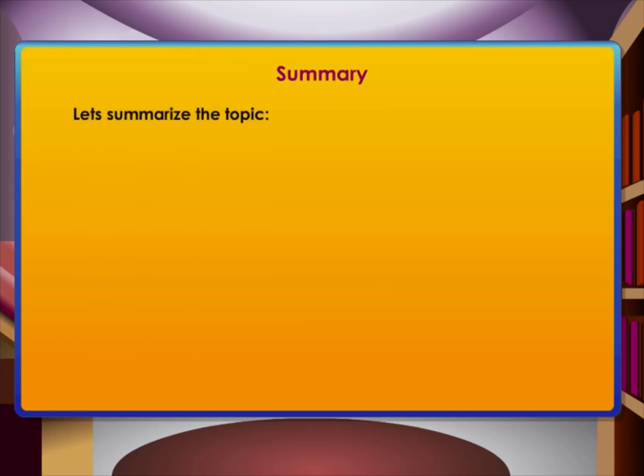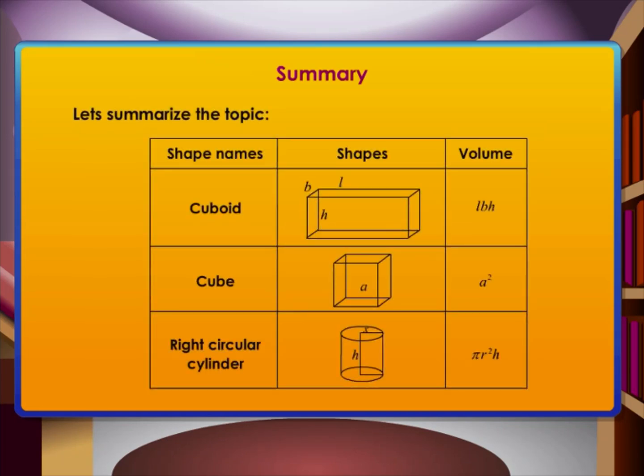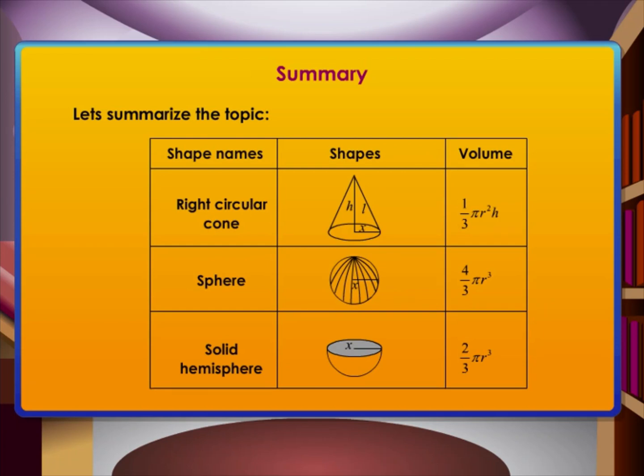Summary. Let's summarize the topic. Volume of a cuboid is equal to length multiplied by breadth and height. Volume of a cube is equal to a cubed. Volume of a cylinder is equal to pi r squared h. Volume of a cone is equal to 1 by 3 pi r squared h. Volume of a sphere of radius r is equal to 4 by 3 pi r cubed. Volume of a hemisphere is equal to 2 by 3 pi r cubed.